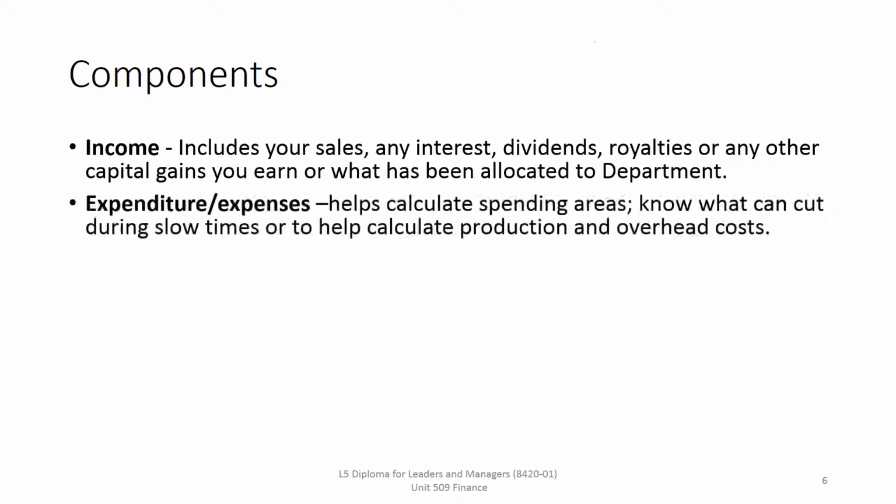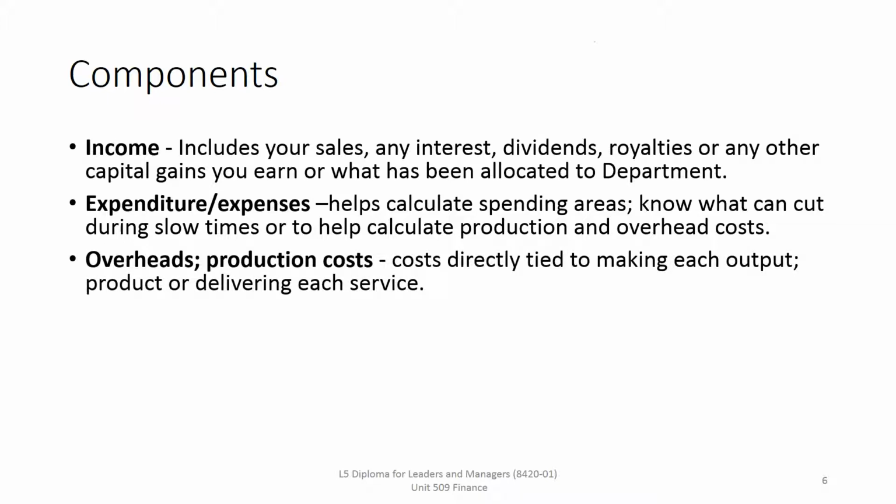And then there's the expenditure, the next main component. So list all the expenses for the year, fixed and variable, and these are all going to be useful to help calculate spending areas that can perhaps be cut in slow periods, or where we can reschedule production or overheads to smooth out our outgoings. So that's the two main components, and there'll be others. Overhead production costs. So this will be where you're identifying costs directly tied to making each output product, delivery of each service, so you can help with pricing the product or the service to see if there's any problems or if it's on target.